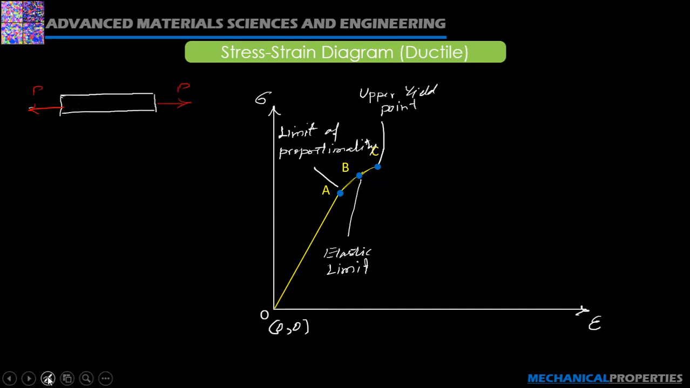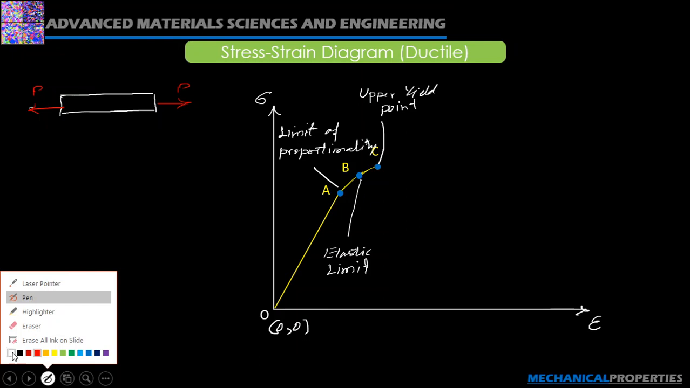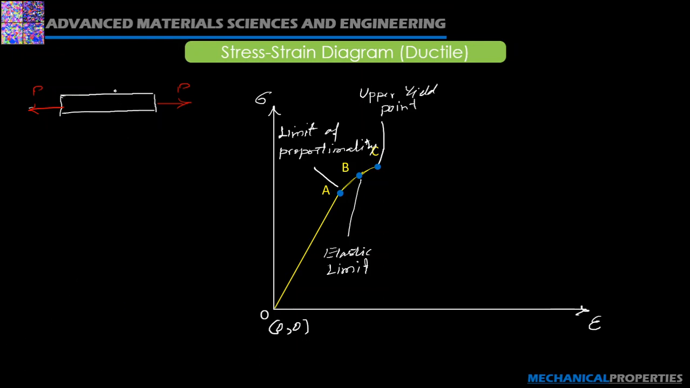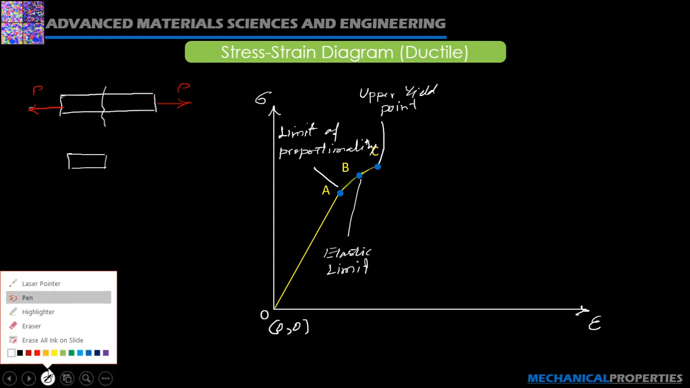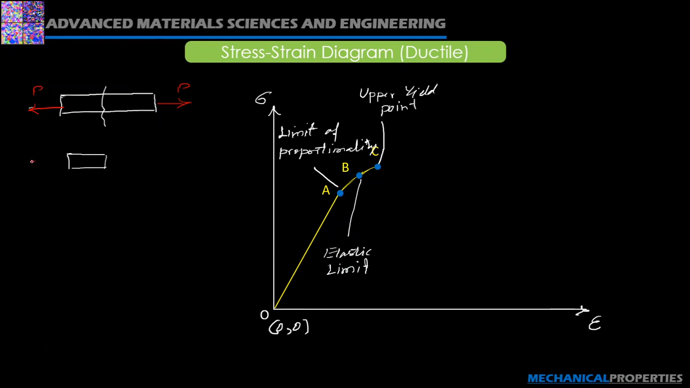Now to know the stresses produced within the material, we use the section method and cut the specimen. Now we see this is the tensile force or the applied load, and as a result this is the force which is produced within the material.